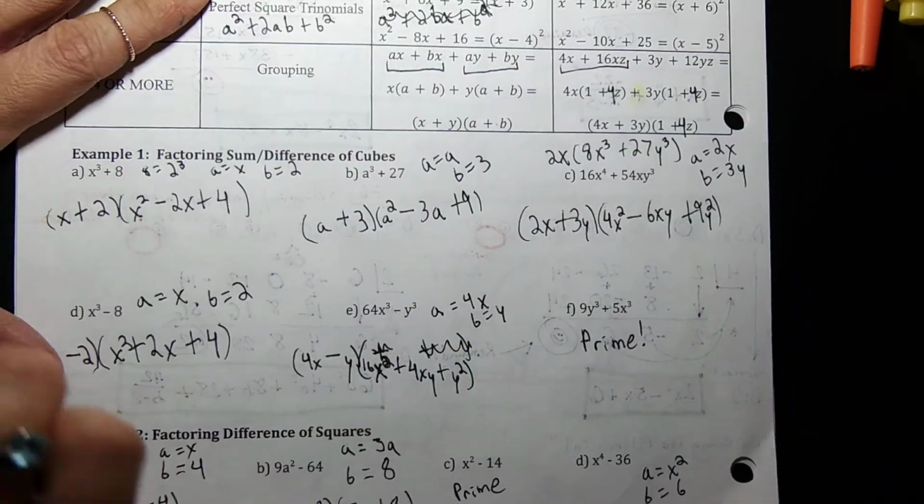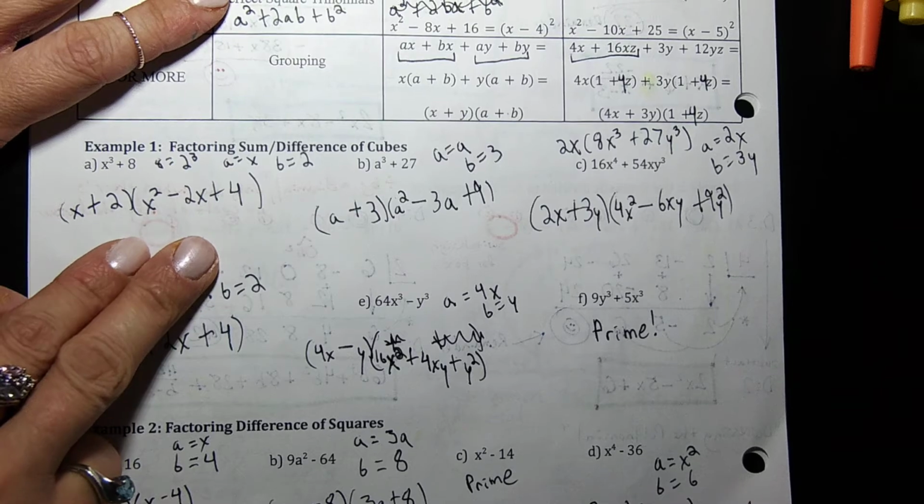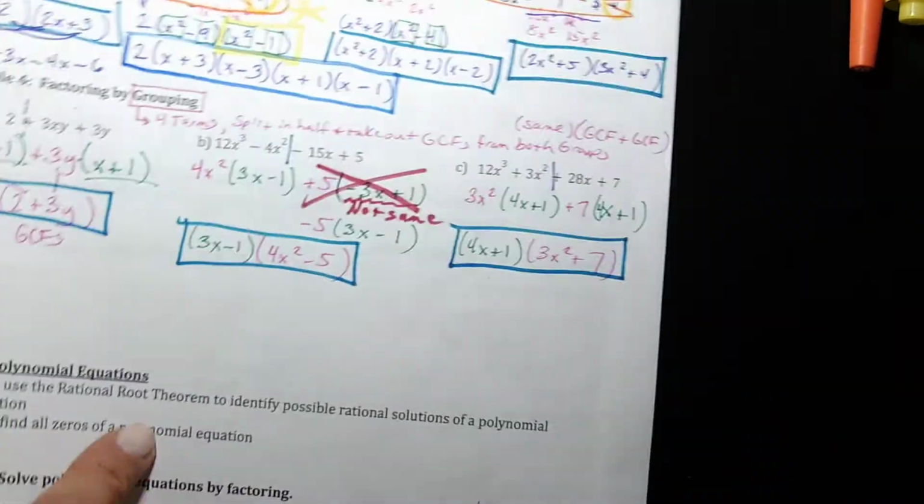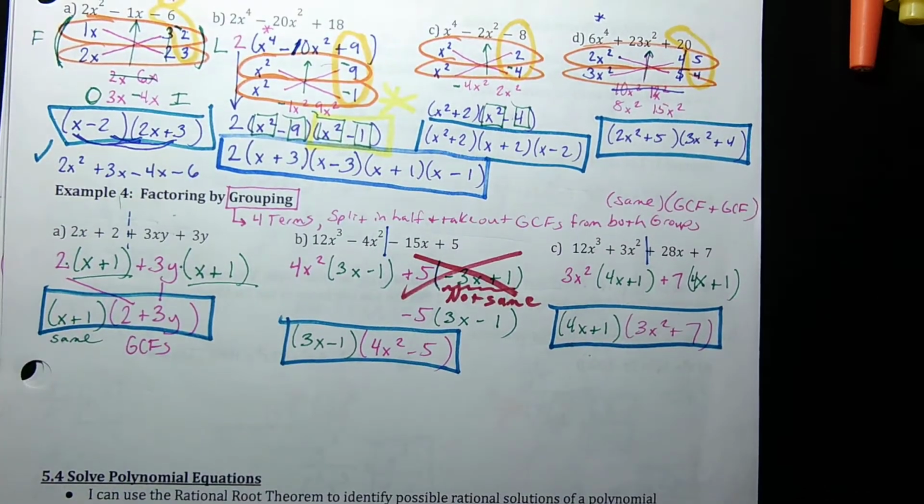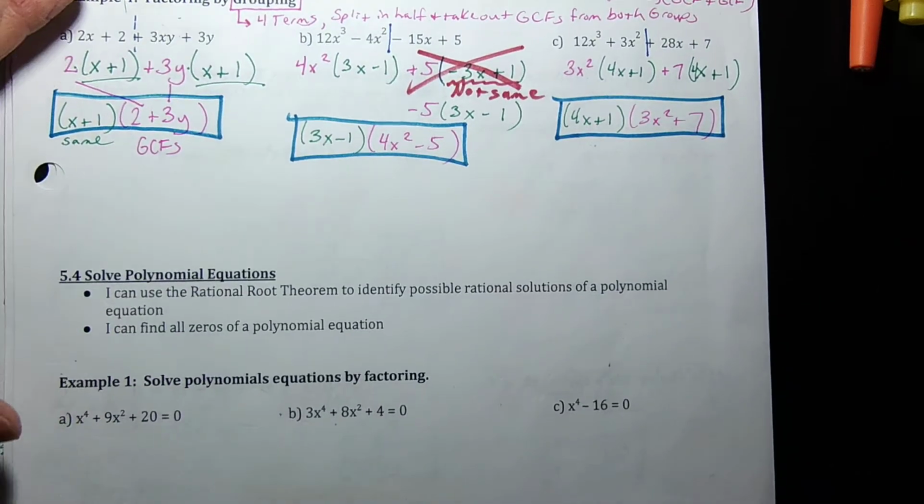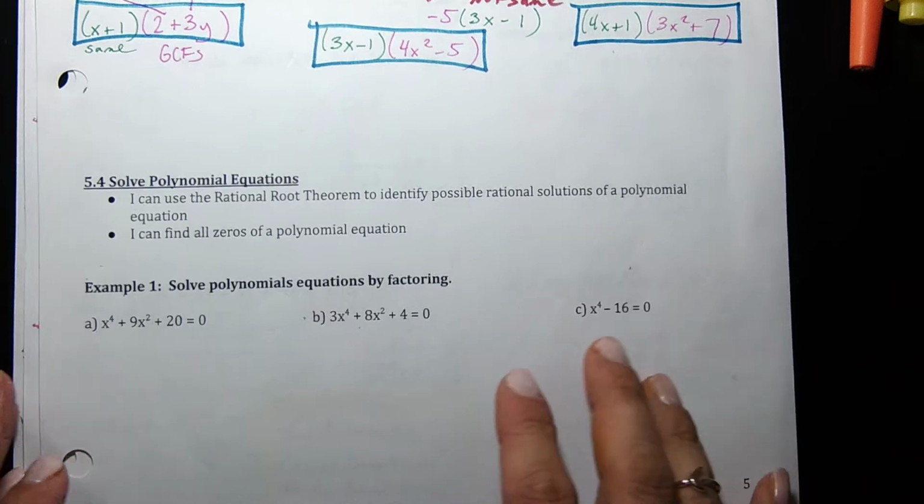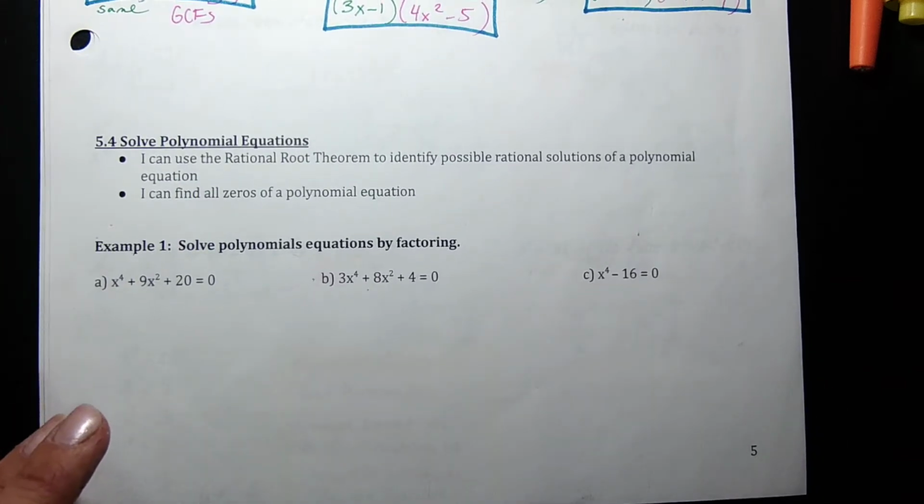So again, we have GCF, we have sum and difference of cubes, we have difference of squares. We now have quadratics and fake quadratics, which we can use the X method on, and then we have factoring by grouping. So folks, for these problems down below, we are going to solve these by factoring.